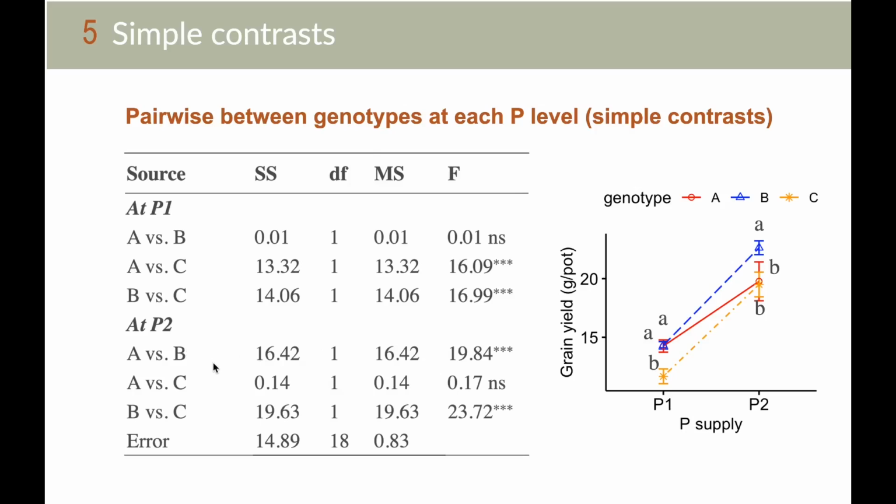And the results show that there are significant differences between genotype C and genotypes A and B, but there is no significant difference between genotype A and B at phosphorus level 1. But at phosphorus level 2, there are significant differences between genotype B and genotypes A and C. But there is no significant difference between genotype A and C.